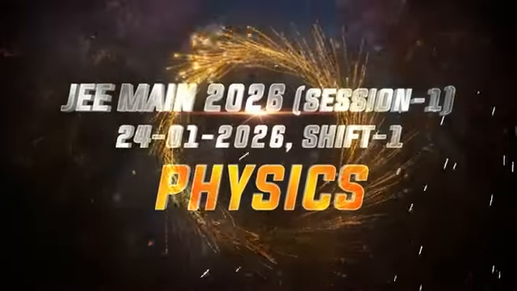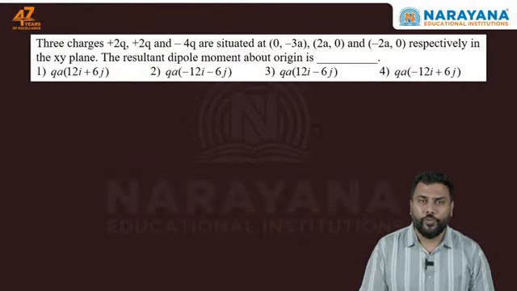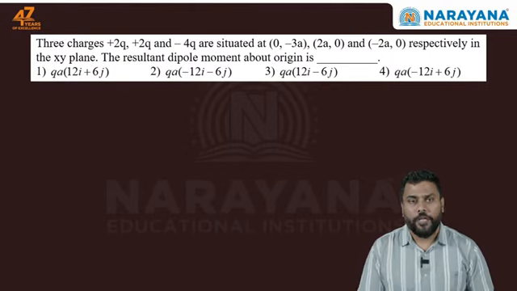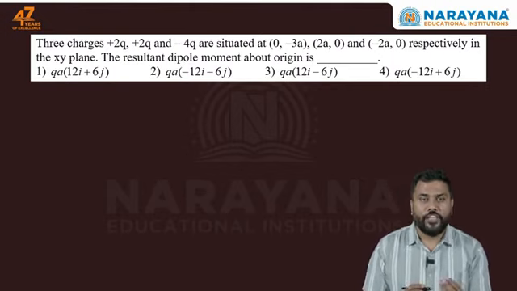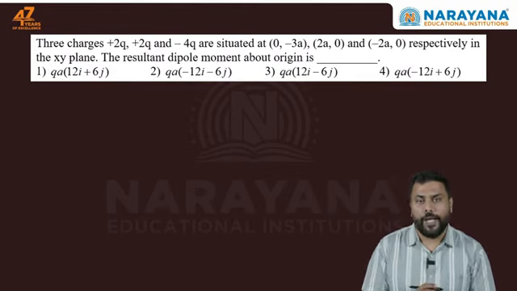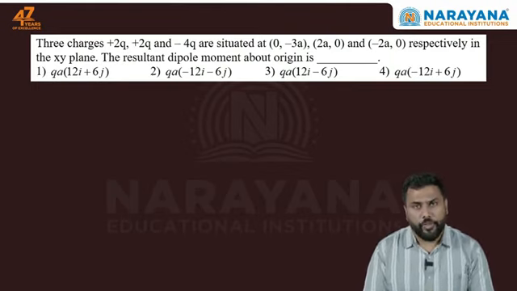Let's move to physics. Hello friends, so let's discuss some more questions of today's morning session. The first question that we have here is from electrostatics. We have three charges, plus 2q and minus 4q, placed at (0, minus 3a), (2a, 0) and (minus 2a, 0) respectively in the xy plane. The question is just asking about the resultant dipole moment about the origin.